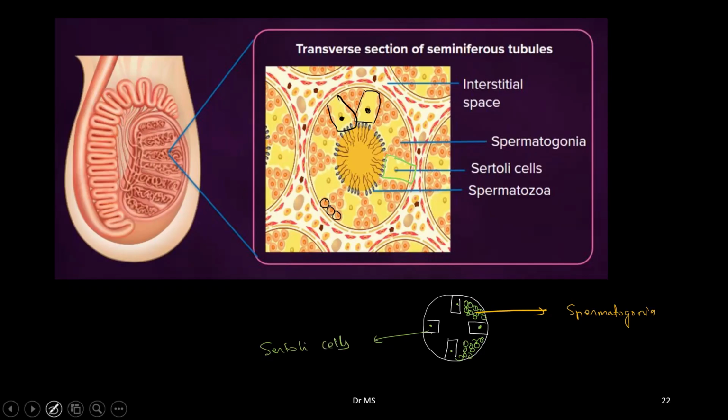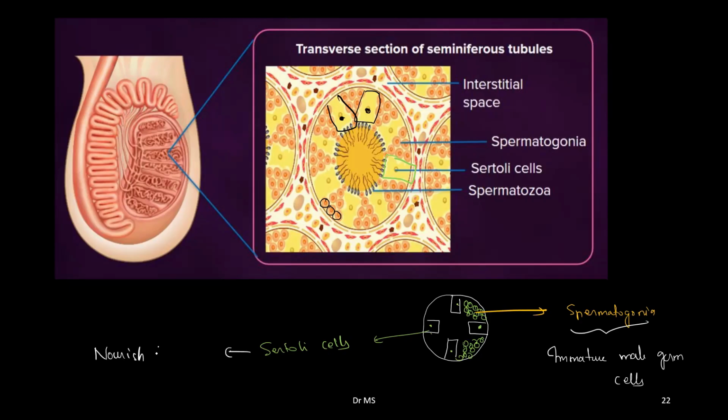So what's the use of these spermatogonia? They are nothing but male germ cells. They are immature male germ cells, so they will mature and become spermatozoa, which is nothing but a sperm. And the Sertoli cells, which are present singly in between, will be helpful for nourishing the germ cells.